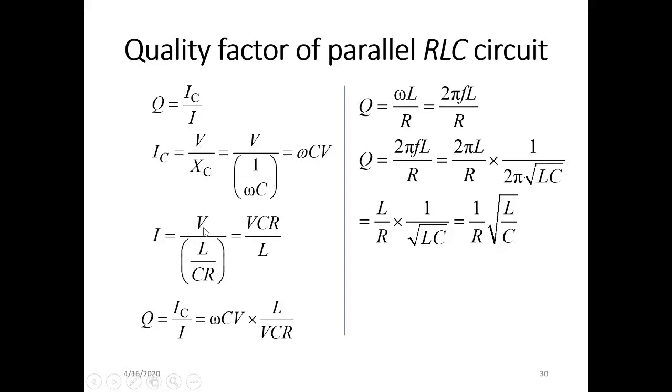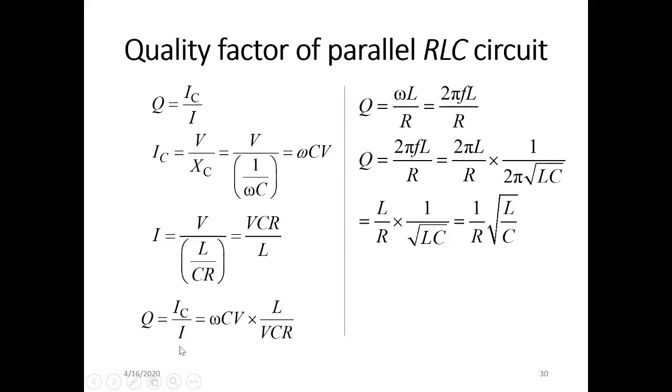Now I is equal to V by Z. We know that formula, I is equal to V by Z. Z is calculated as L by CR. This is the Z value, L by CR, that is what we calculated previously. At the resonant condition it is L by CR. So we have taken that. So I is VCR by L. Now put these two values here.